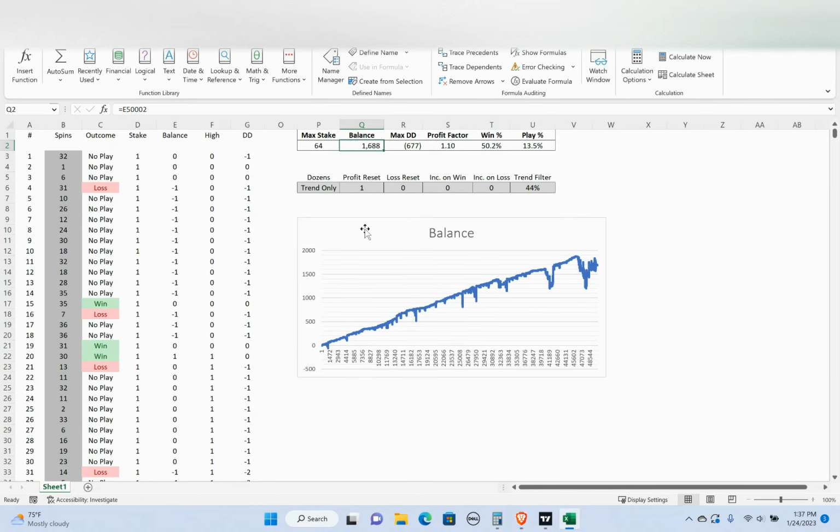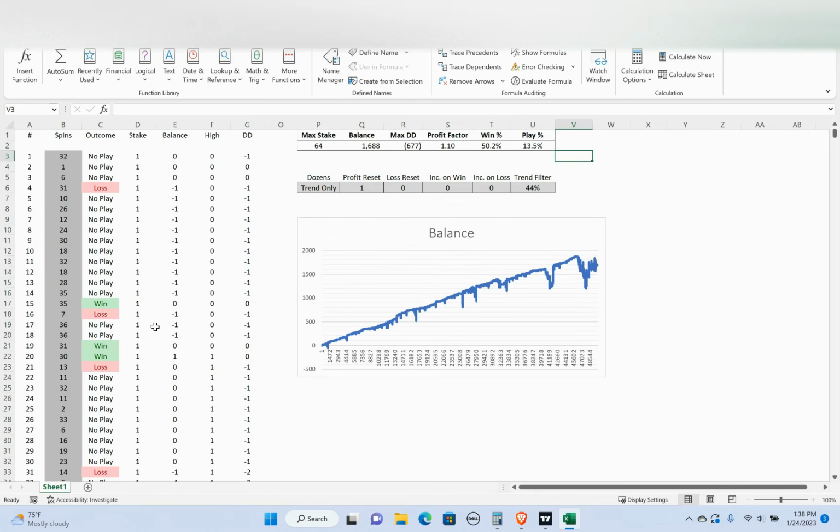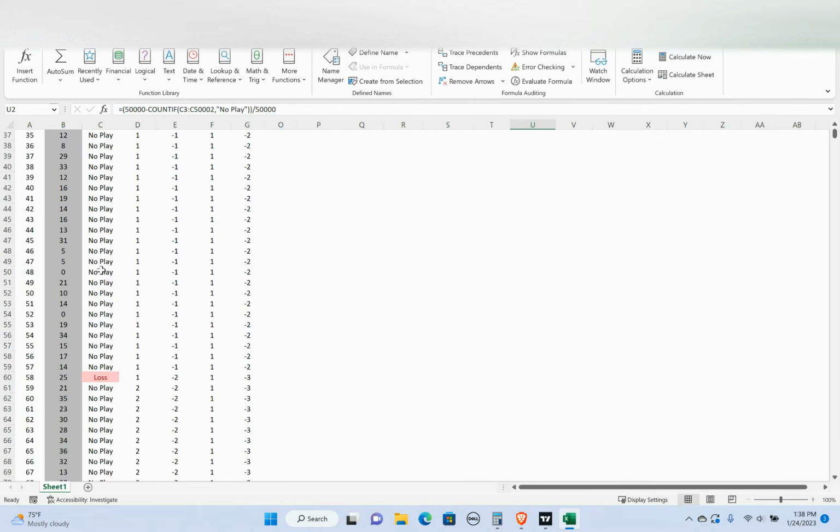So we ended up with positive 1,688 units with a max 677 unit drawdown, 1.1 profit factor. We won 50.2% of the bets we placed, which is good if it's over 50 and you're playing an outside bet. But just like the last one, in order to get these kind of results, you have to institute a trend filter like this, which means you're going to have to be really patient, because instead of playing almost 50% of the spins like we did in the standard version, we only are playing 13.5% of the spins in this modified version. So you can see there's a lot more no plays.